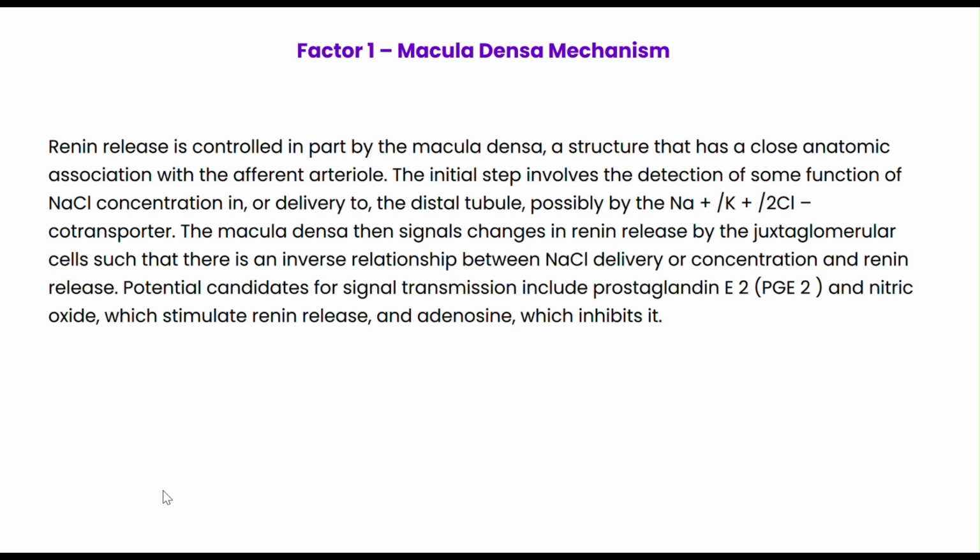Now, the question is, how does it send this message? Obviously, through chemical mediators. Now, which kind of chemical mediators? The first are prostaglandin E2 or PGE2 and nitric oxide or NO, which increase renin release. And the second one is adenosine, which actually reduces renin release.